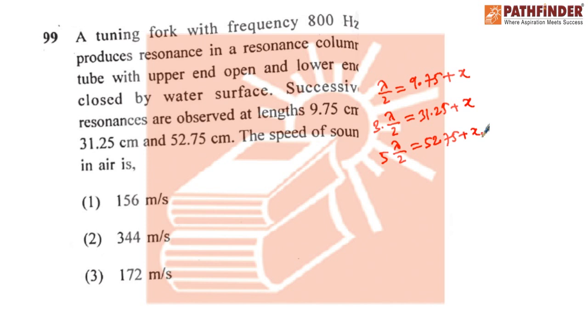So now we can solve for this, right? If you solve these 3, you will get that lambda is equal to 21.5 centimeter. The frequency is given, 800 Hz, so you can easily determine v. Velocity is equal to lambda times frequency. Just put lambda in the proper unit, that means in meters. So you will get 172 meter per second. So option 3 is the correct one.